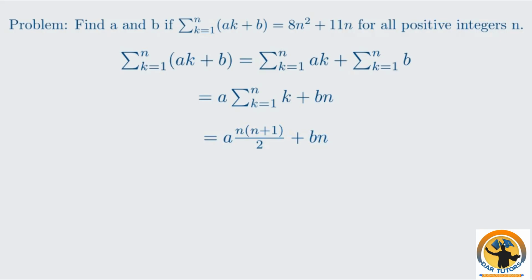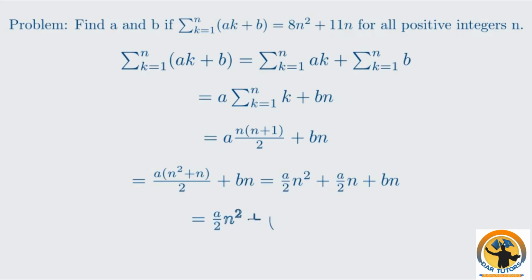Let's simplify this expression by expanding and collecting terms. We get a times n squared plus n over 2 plus bn. This can be written as a over 2 times n squared plus a over 2 times n plus bn. Now, let's group the terms with n. This gives us a over 2 times n squared plus the quantity a over 2 plus b, all times n.